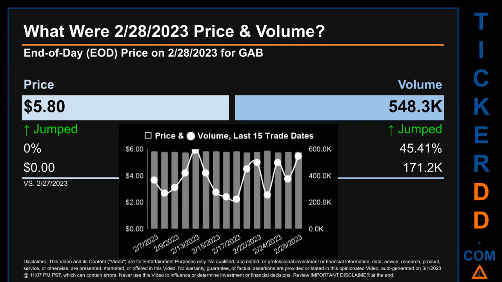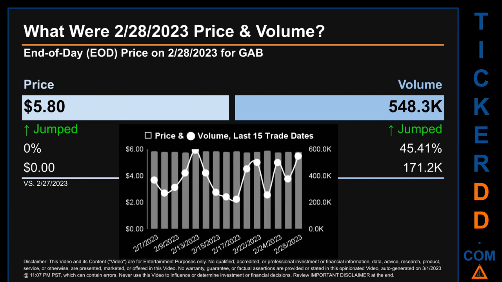What was end-of-day price and volume for GAB? On Tuesday, February 28, 2023, GAB had an end-of-day price of $5.80 and volume of about 548.3 thousand. Compared to the previous trading day, the price jumped 0%, gaining $0, while volume jumped 45.41%, increasing about 171.2 thousand.